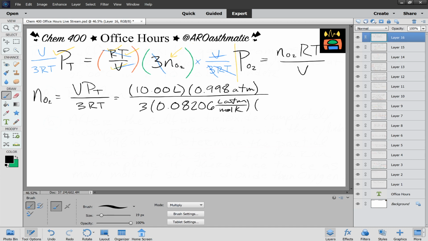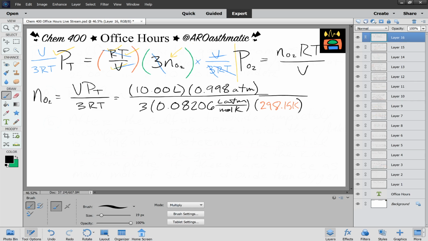And then temperature, you'll notice that the temperature we were given is in degrees Celsius, all right? And we need it to cancel with Kelvin, so we actually need to convert degrees Celsius to Kelvin. When you do, you add 273.15 to our degrees C, and that gives us 298.15 Kelvin.